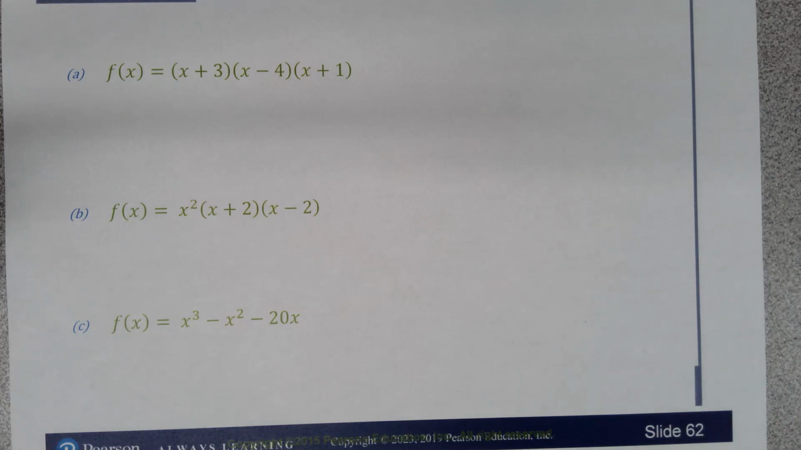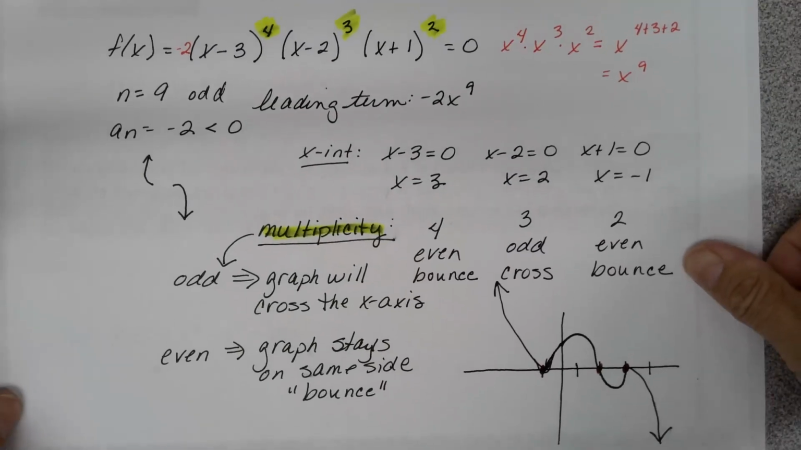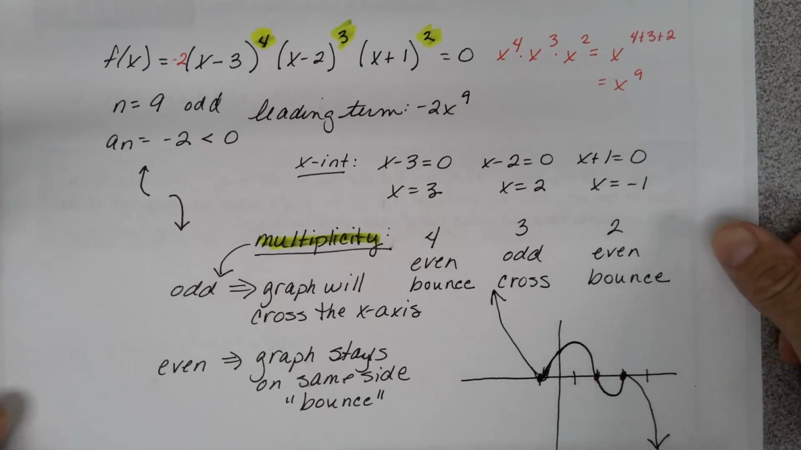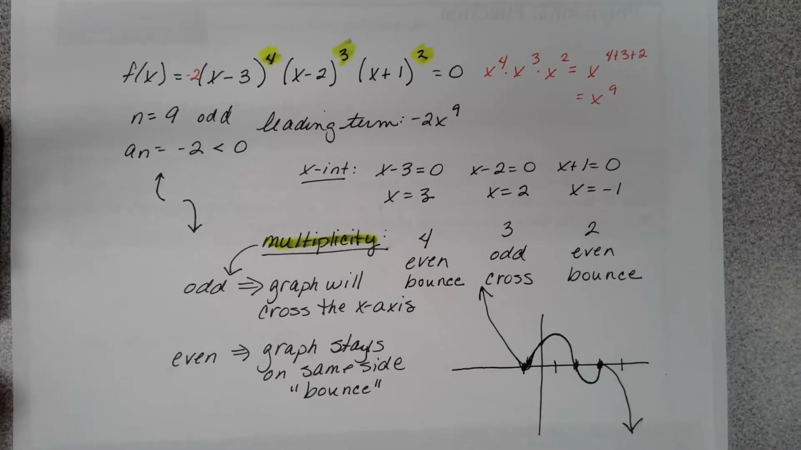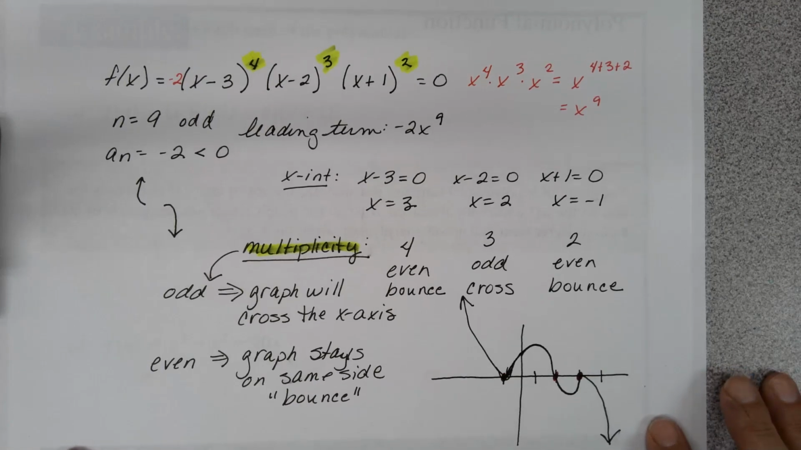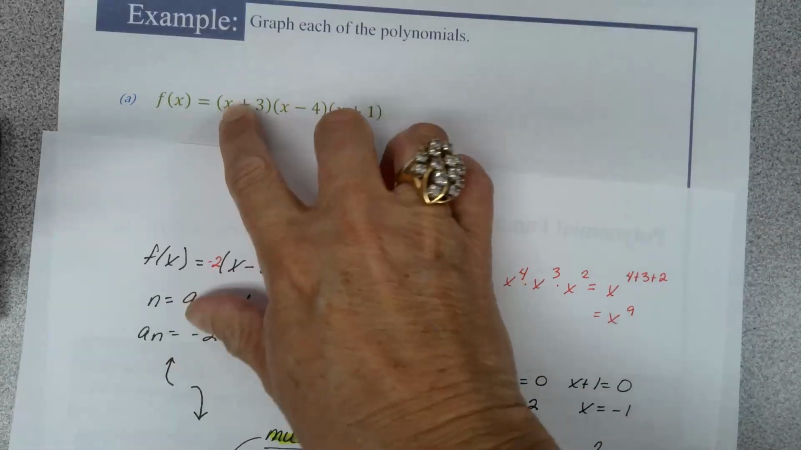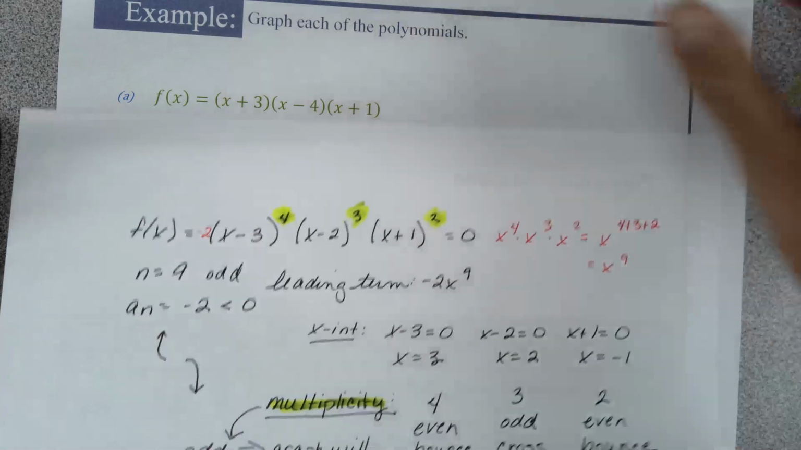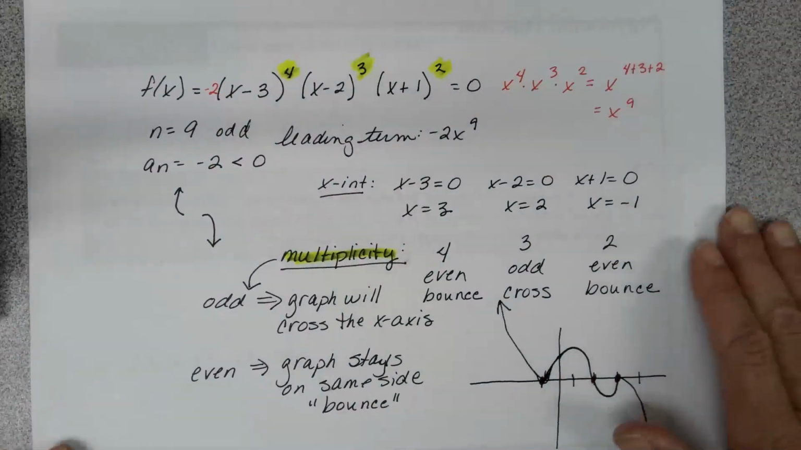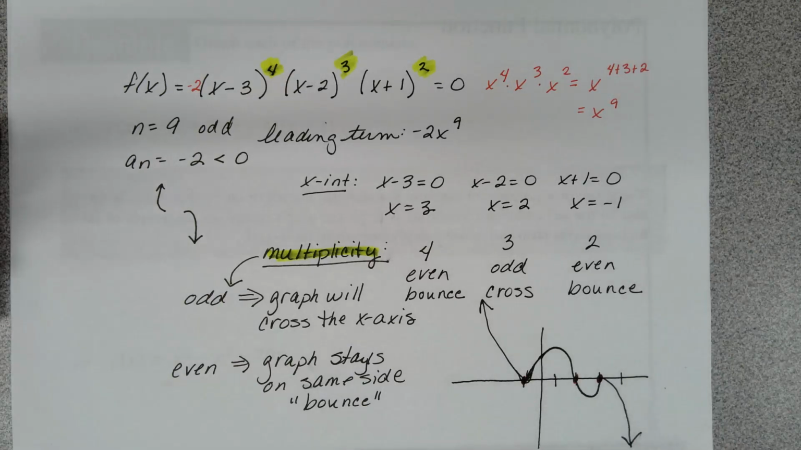Anybody want me to put this example back up on the screen? Okay. So you should have the one in your notes that you're working on. So this is like an x to the first times an x to the first times an x to the first. So first question is, the degree of that polynomial is what? It's going to be 3 because it's an x times an x times an x.